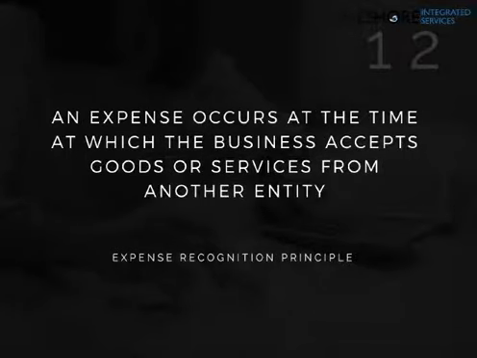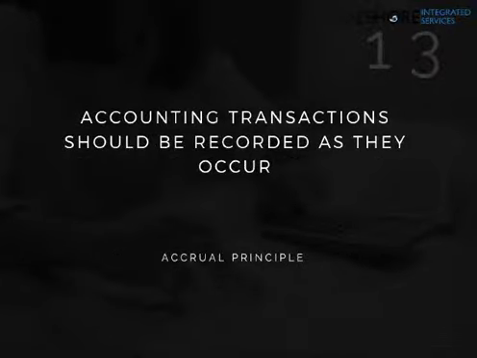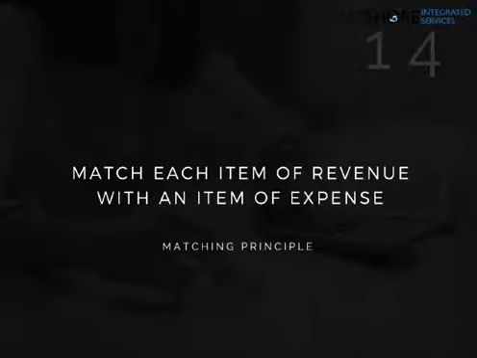Number 12, an expense occurs at the time at which the business accepts goods or services from another entity. Once you've accepted the goods, in accounting, you have incurred the cost. So this is called the expense recognition principle. Number 13, accounting transactions should be recorded as they occur. This is called the accrual principle. And finally, number 14, match each item of revenue with an item of expense. This is called the matching principle.